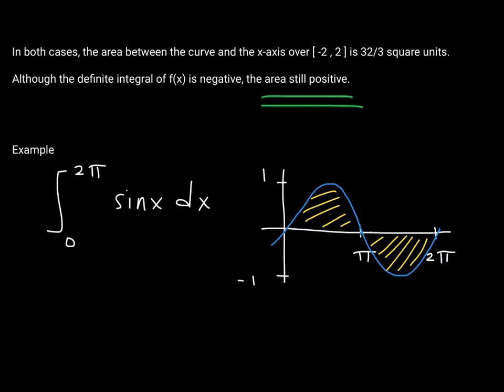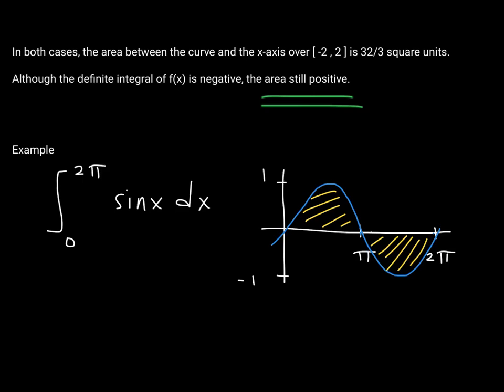Okay, so check out this next example, another very important example. We want to compute the definite integral of our function sine of x from 0 to 2 pi. Now, I've drawn us the picture of the graph of sine of x. I hope you see now that the definite integral is going to give us 0.